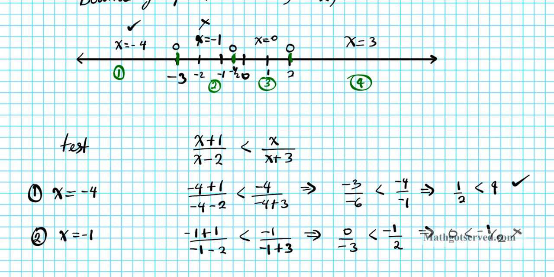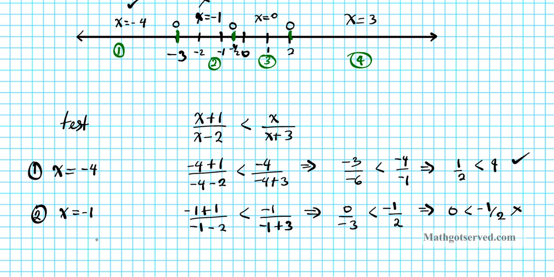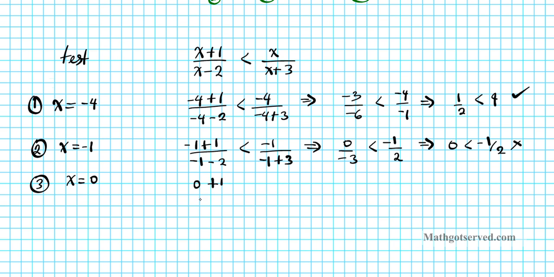Alright, let's shift our attention to interval 3. Interval 3, we're testing x equals 0. That should be easy. Question is, is 0 plus 1 over 0 minus 2 less than 0 over 0 plus 3? Simplify it. Is -1 over 2 less than 0? Absolutely. So this one is good. So interval 3 is good.